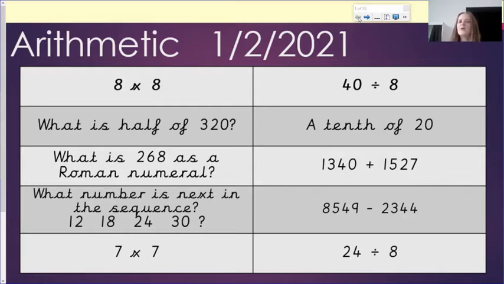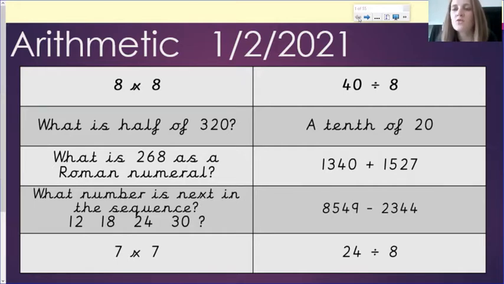So pause the video now and make sure you have numbers 1 to 10 and answer the following questions. 8 times 8. What is half of 320? What is 268 as a Roman numeral? What number is next in the sequence? So we have 12, 18, 24, and 30. What is 7 times 7? What is 40 divided by 8? What is a tenth of 20?